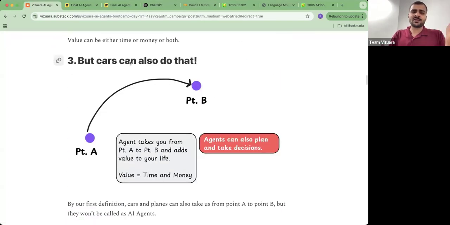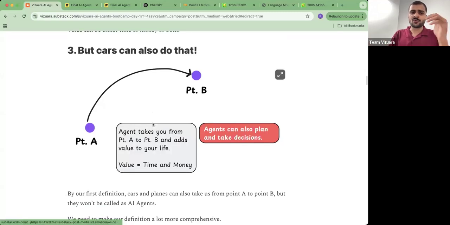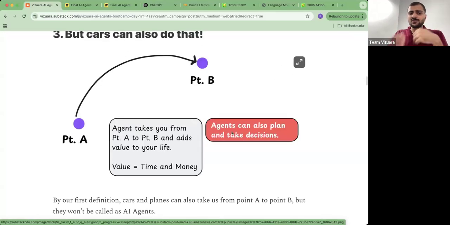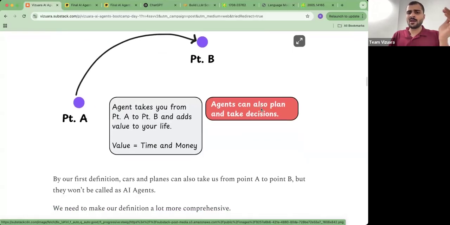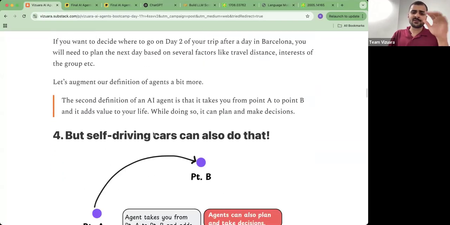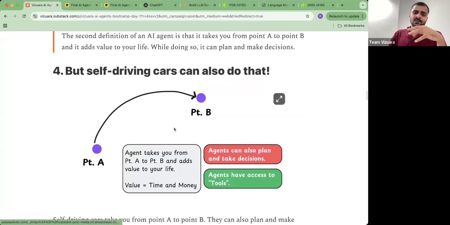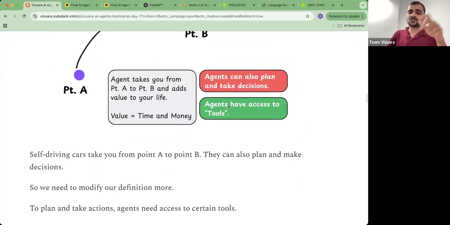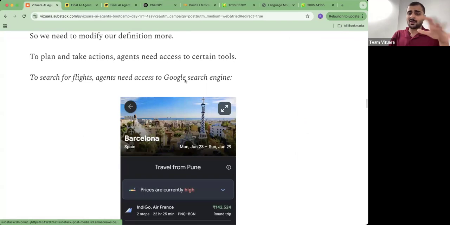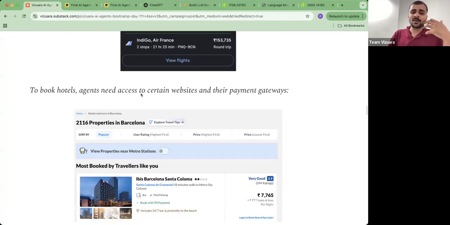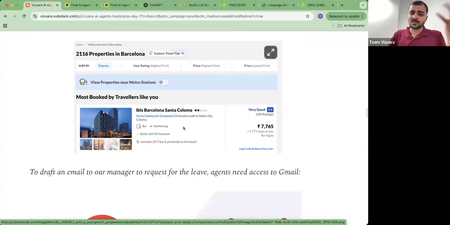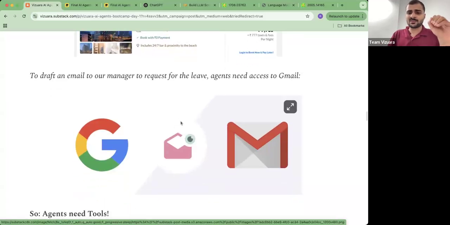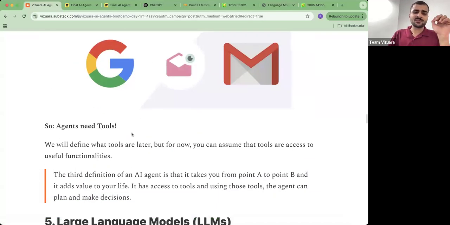But then we saw that cars, planes, and so many other machines can also do this. So we needed to augment the definition of agents. Then we saw that agents not only take you from point A to point B, but they can also help you plan and take decisions. But even self-driving cars can plan and make decisions, right? So we needed to further augment our definition. Then we said that agents also have access to tools. What are these tools? These tools can be Google search engine, the ability to access websites and read what's written on the website, the ability to go to payment gateways and make the payment, the ability to draft emails. All of these are tools. So agents have access to tools.